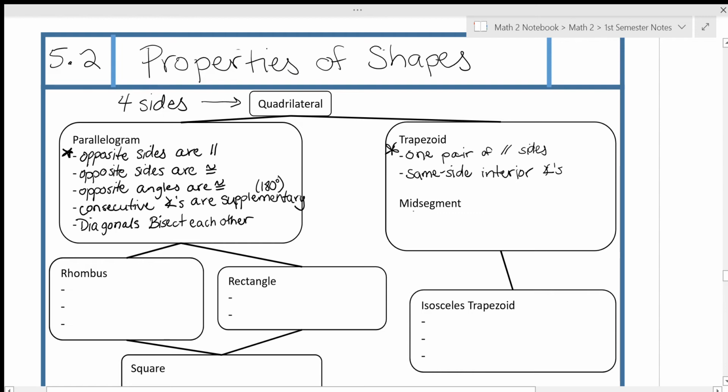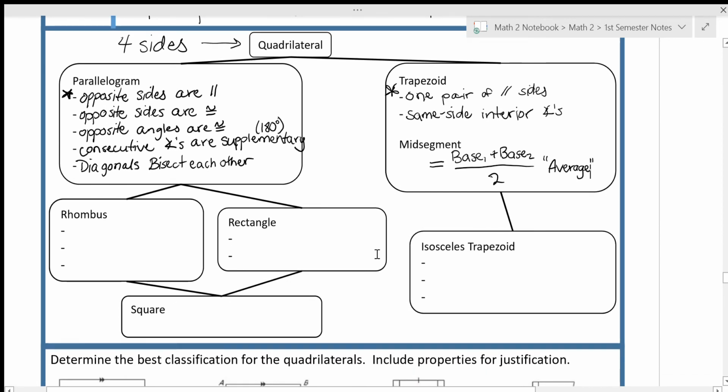And to find the value of the midsegment, we have a formula for it. That formula is we take the length of one of the bases of the trapezoid, we add it to the length of the other base, and then we divide by 2. And we're going to do some more problems with solving for these values. But we're just collecting all our information about our shapes in this graphic organizer here.